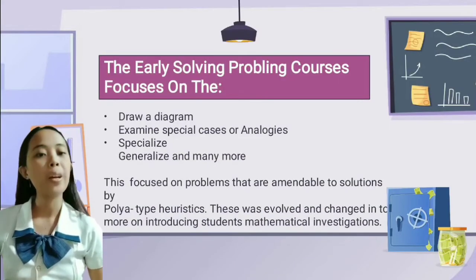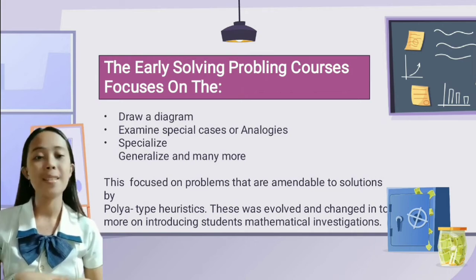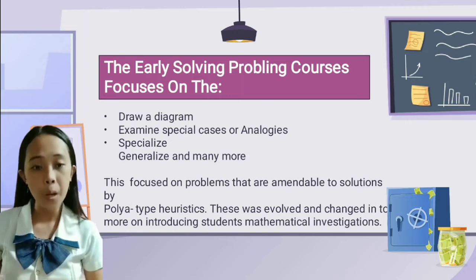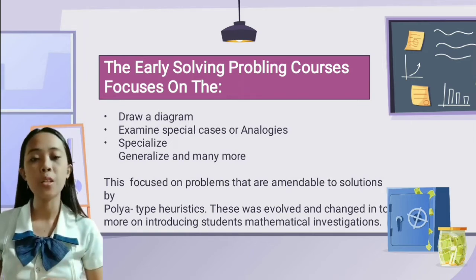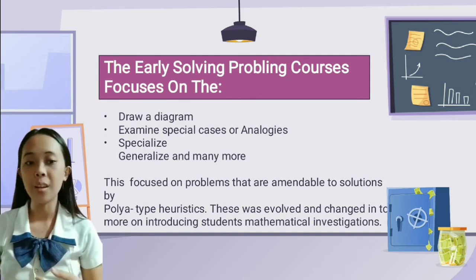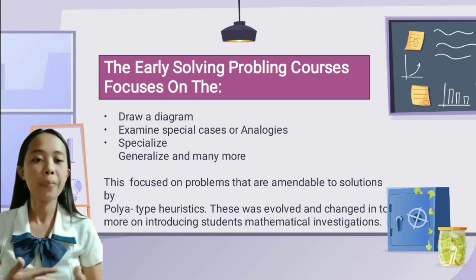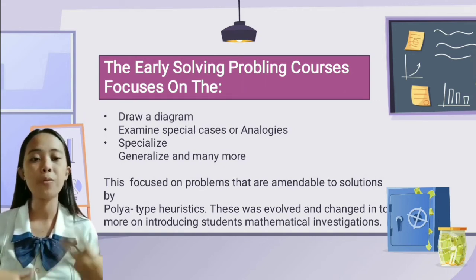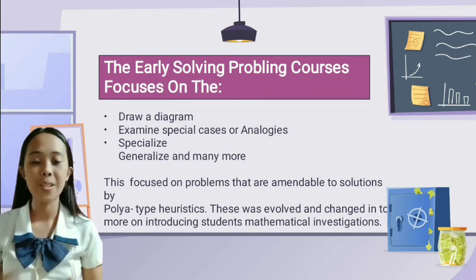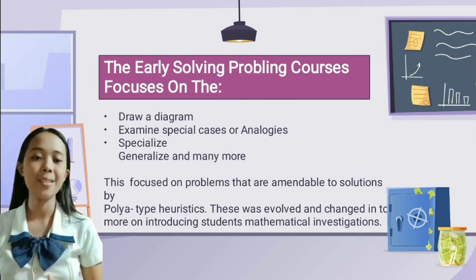Schoenfeld described the way in which the use of problem solving in his teaching has changed since the 1970s. My early problem solving courses focused on problems amenable to solutions by Polya type heuristics: draw a diagram, examine special cases or analogies, specialize, generalize, and so on. Over the years, the courses evolved to the point where they focused less on heuristics per se and more on introducing students to fundamental ideas.